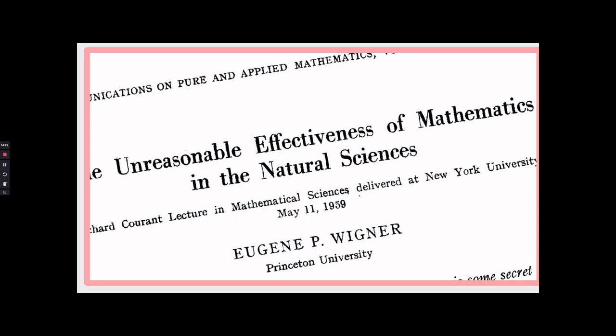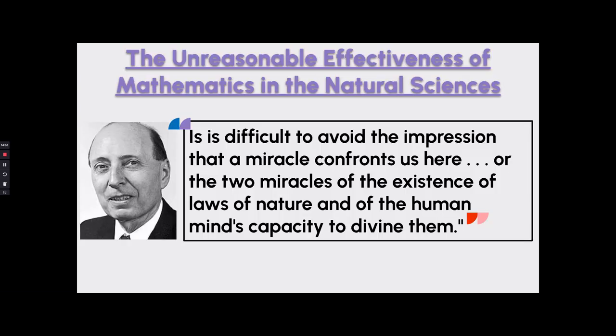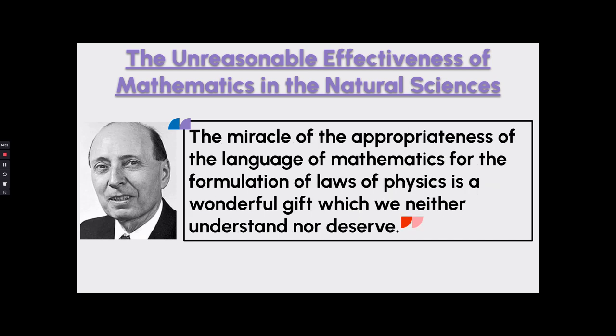This is a good math paper about this called The Unreasonable Effectiveness of Mathematics in the Natural Sciences. He wrote in his paper, "It is difficult to avoid the impression that a miracle confronts us here, or the two miracles of the existence of the laws of nature and of the human mind's capacity to divine them." So it's saying that we don't even know why math is so good at describing the world. "The miracle of the appropriateness of the language of math for the formulation of the laws of physics is a wonderful gift which we neither understand nor deserve." But so it's some mysteries.